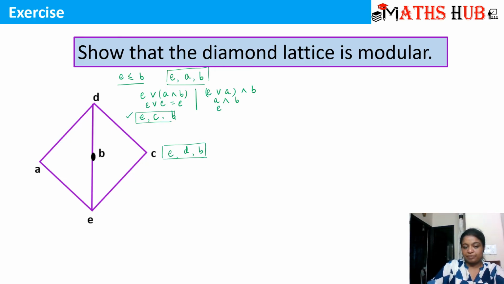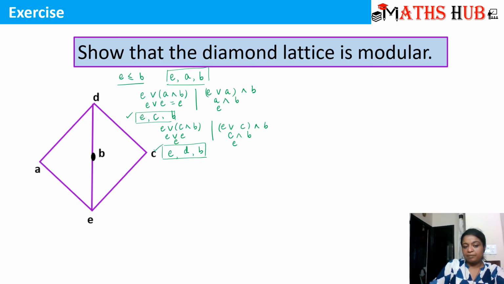Let's take up the next pair, E, C and B. E join C meet B, and on the right hand side E join C meet with B. So now what is C meet B? It is E, and E join E is E. And what is E join C? E join C is C. C meet B is again E. So we are getting E and E are same.